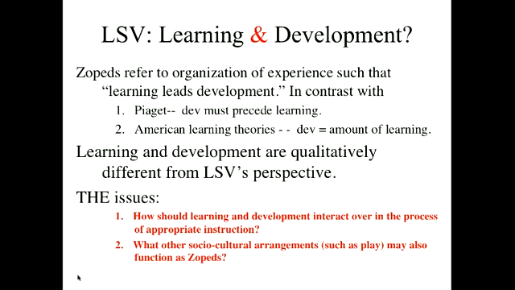So the big issues that are left are how should learning and development interact over the process of appropriate instruction. Let's assume we agree with Vygotsky. How should learning and development interact over the process of appropriate instruction? Leading is one thing, but leading is interacting. That means there's got to be developmental processes and learning processes coexisting here. And my other important question is, what other sociocultural arrangements, such as play, just to pick up on one for Vygotsky, may also function as zones of proximal development?